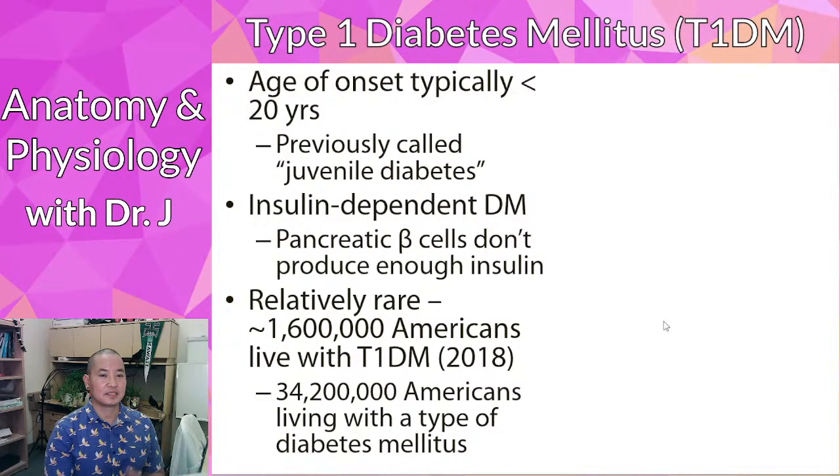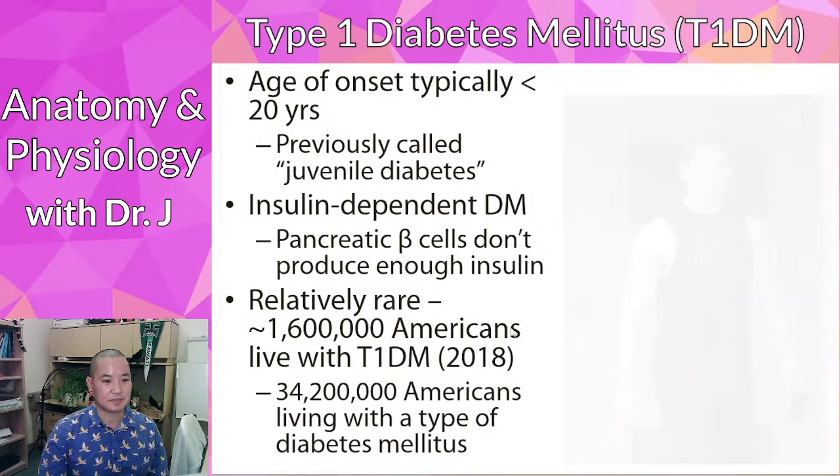So this is another big difference between type 1 and type 2 diabetes mellitus. If someone says they have diabetes, they're probably saying that they have type 2 diabetes. Remember that we have like 34 million-ish Americans living with any sort of diabetes mellitus. And look at this, only maybe 1.5 million Americans are living with type 1 diabetes mellitus. So there's still a lot of people, but not the majority of people with diabetes mellitus.